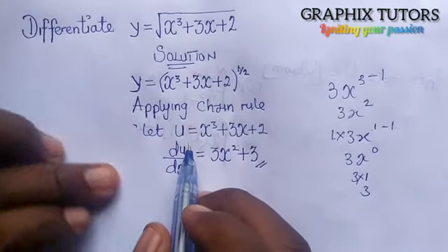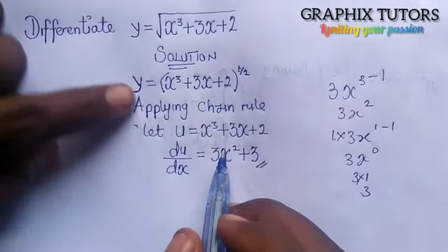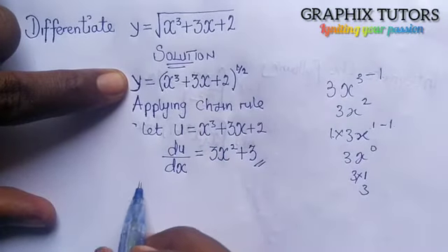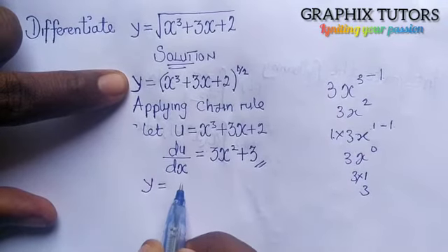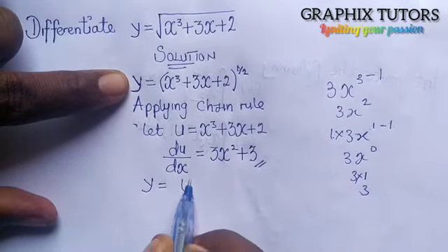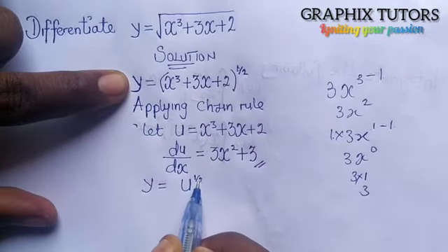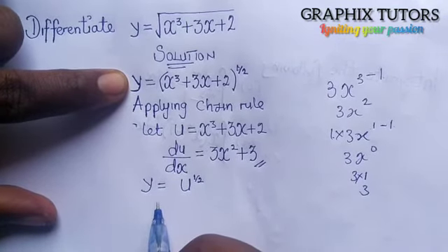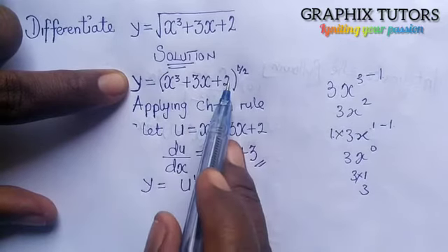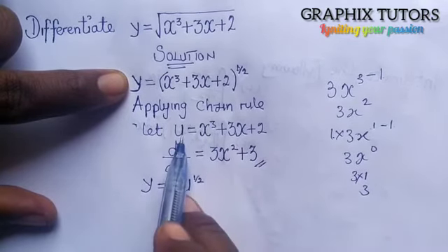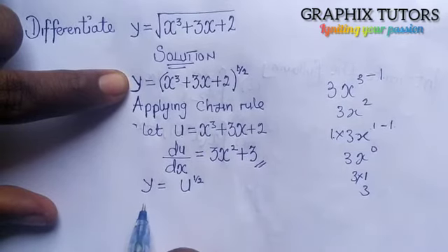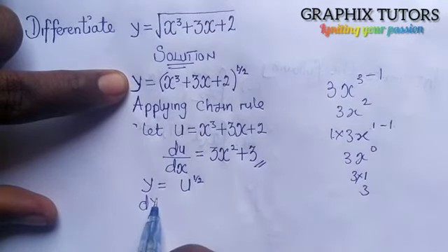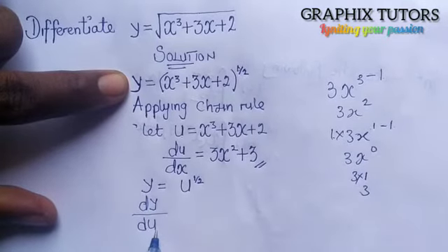Then since you said u is this, if I want to rewrite y, my y will now be equal to u to the power 1 over 2. Are you with me? I said this is u. So if I want to rewrite it, I'll put u instead of this. So if I now differentiate this, I'll say that my dy all over du.